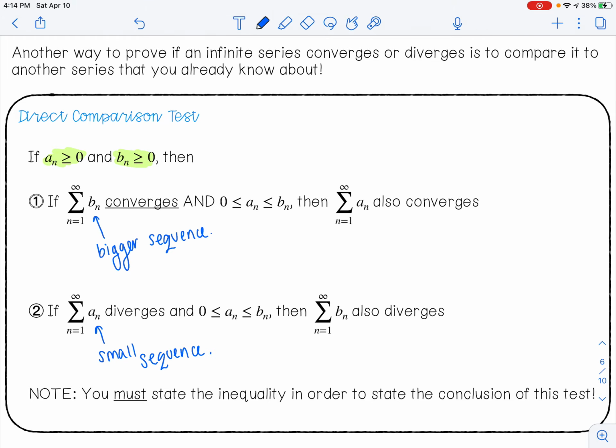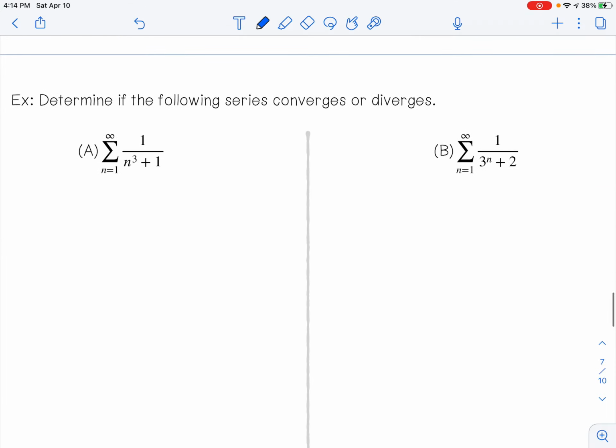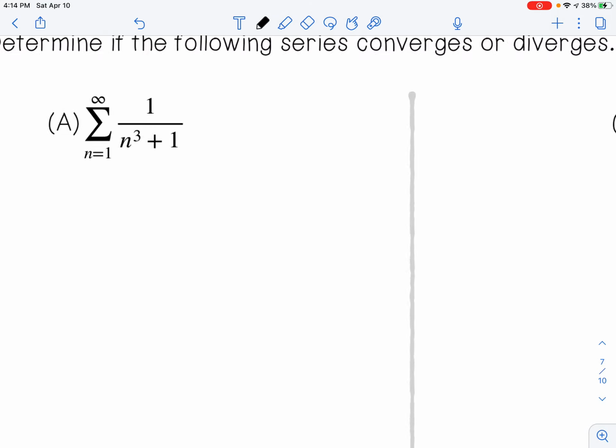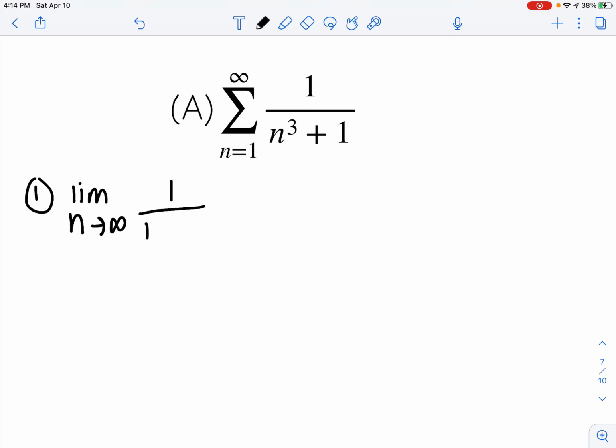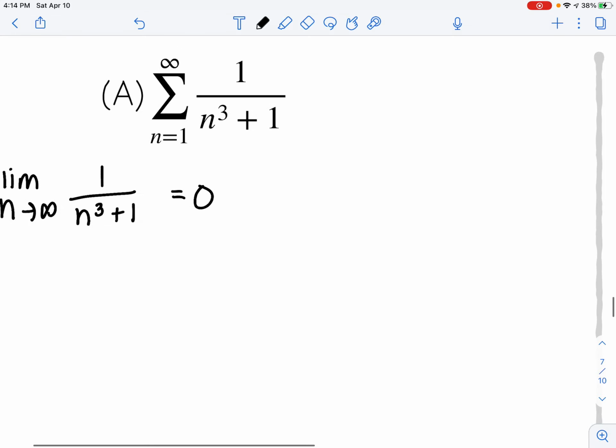So we're going to go over how to do these. So we're going to look at a few different examples quickly. So we're going to determine if the following series converges or diverges, and of course, we're going to use direct comparison. So again, we just always want to quick take that nth term test, right? So if we take the limit as n goes to infinity of 1 over n cubed plus 1, that's going to 0, so we can't say it diverges by nth term test. So we can go ahead and move on from there, right? So it fails the nth term test.